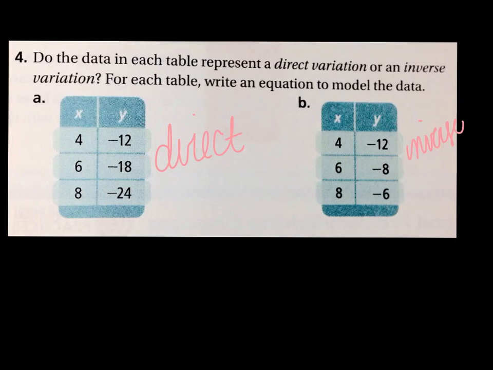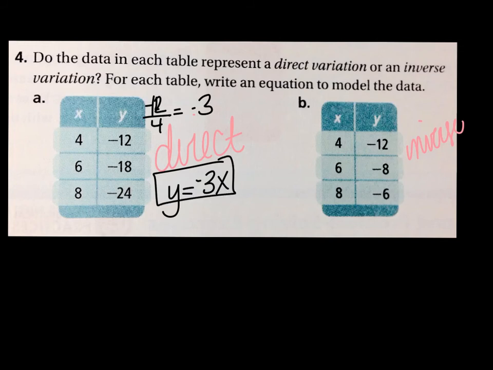And then they want you to tell the equation to model the data. So the direct variation, you had to find the ratio, and that was going to be 12 divided by 4, which is -3. So that's your k. So it's going to be y equals kx, which is y equals -3x. That's your equation. Your inverse variation equation is xy equals k. So my product was -48. So my formula is xy equals -48.